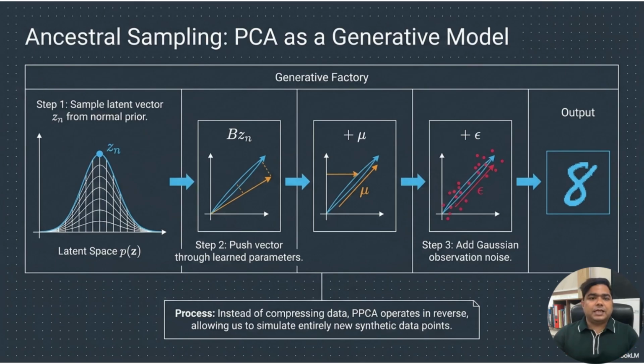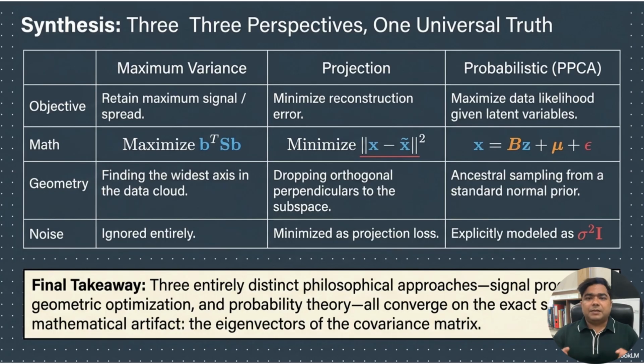This means PCA can simulate new data points that follow the same structure as the original data set. For example, if the model is trained on handwritten digit images, it can generate new digit-like images. If it is trained on motion data, it can generate new motion-like patterns. This is why the slide calls PCA a generative model in the probabilistic setting. The key idea is that PPCA does not only reduce dimensions, it also explains how data may have been generated from hidden latent variables.